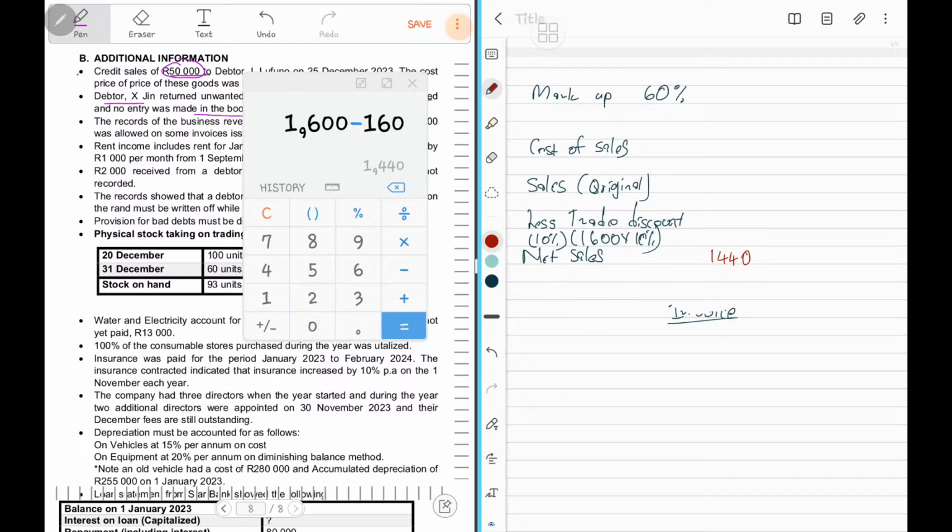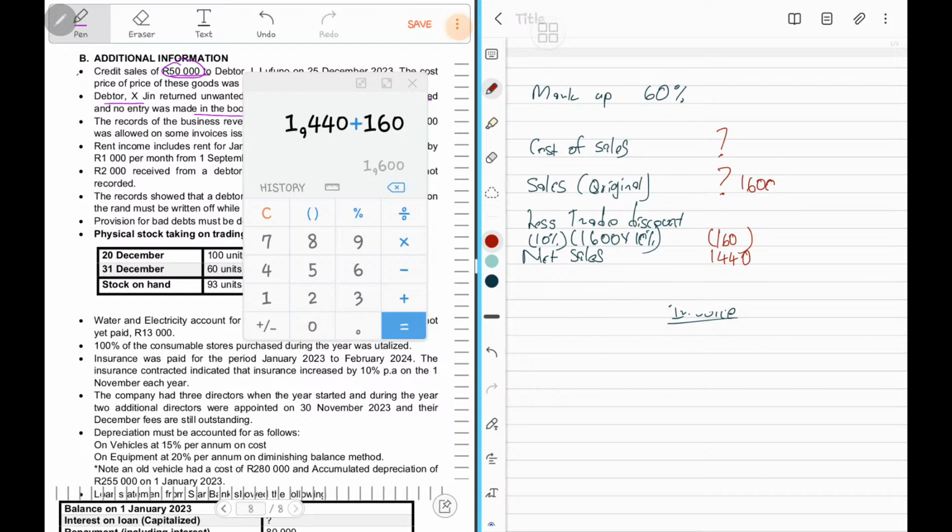Then what we are going to do, we know that here we initially subtracted the 160, which is the trade discount. We want this amount here, so we are going to add back the 160 for the trade discount that was offered. So we are going to say 1,440, we add back the 160, so that we can find the sales, or the original sales amount. Then that gives us 1,600.